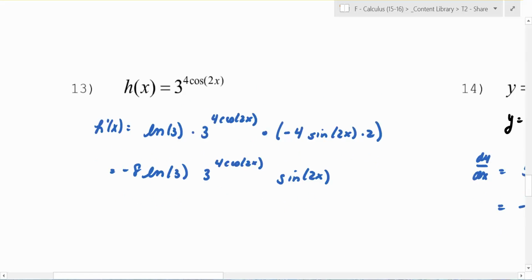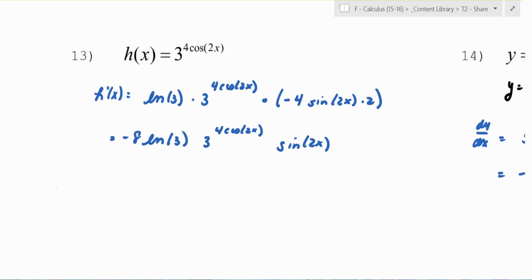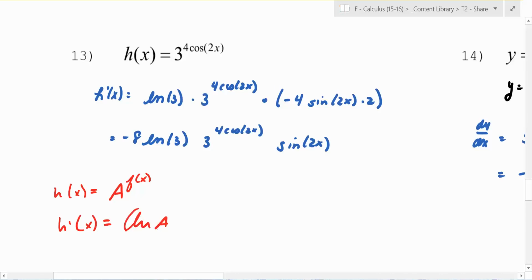In general, let's say h of x was some constant to the f of x power. What's the derivative going to be? If a is a constant, what's it going to be? ln a times a to the f of x, yep, times what?